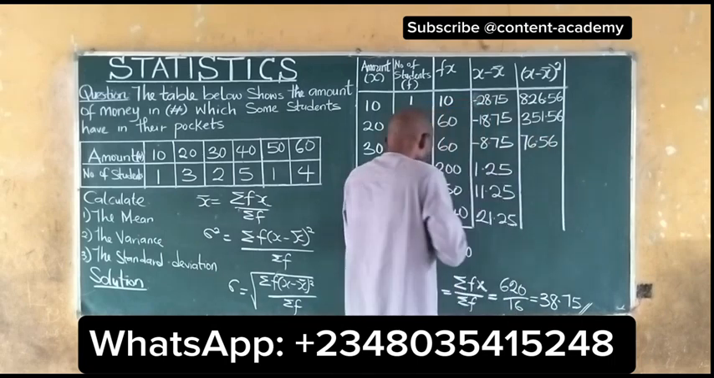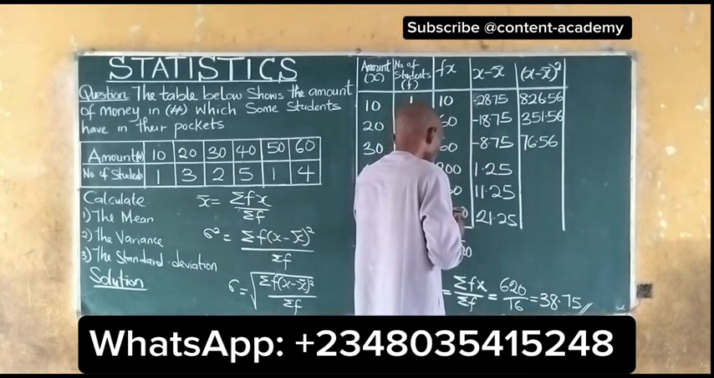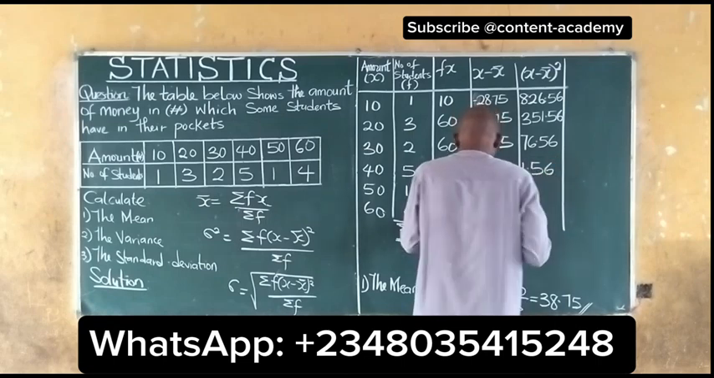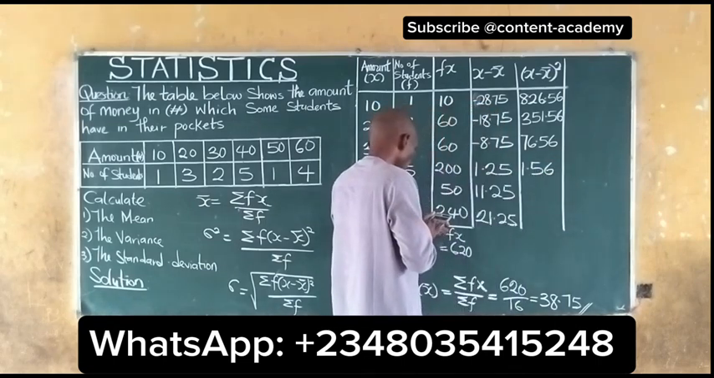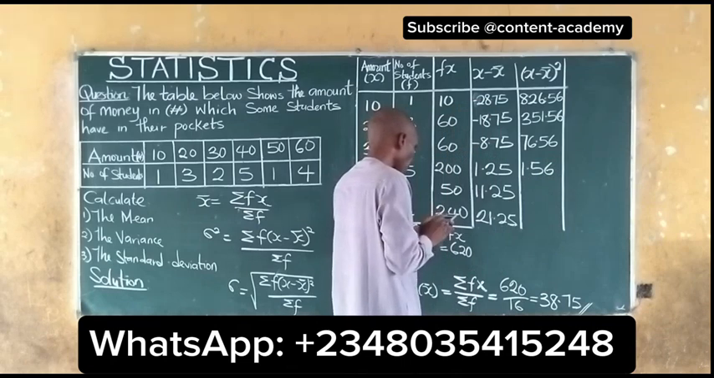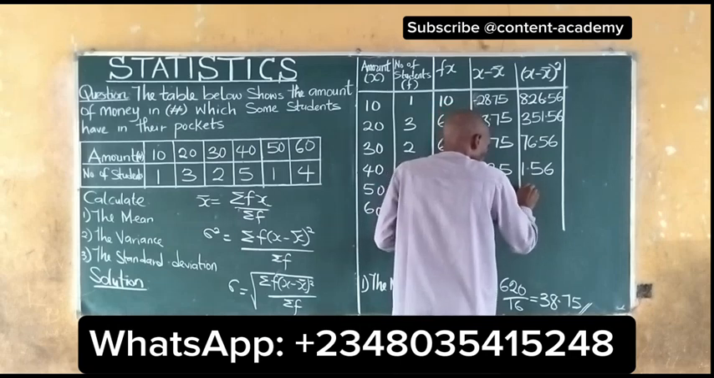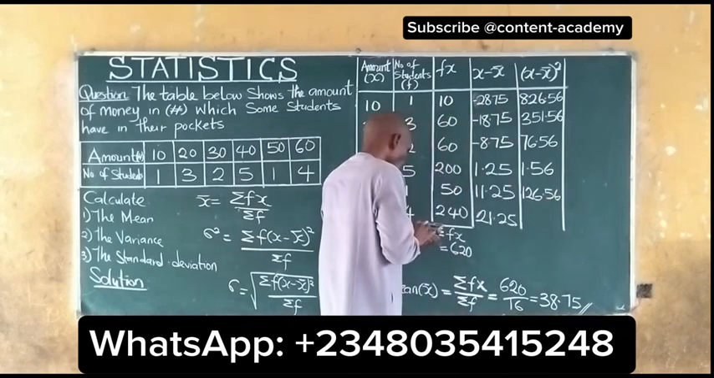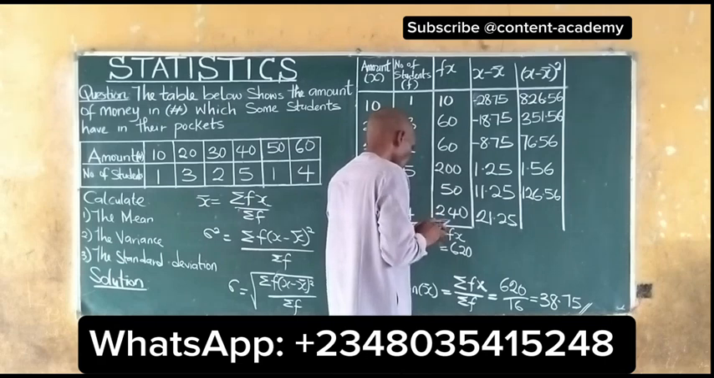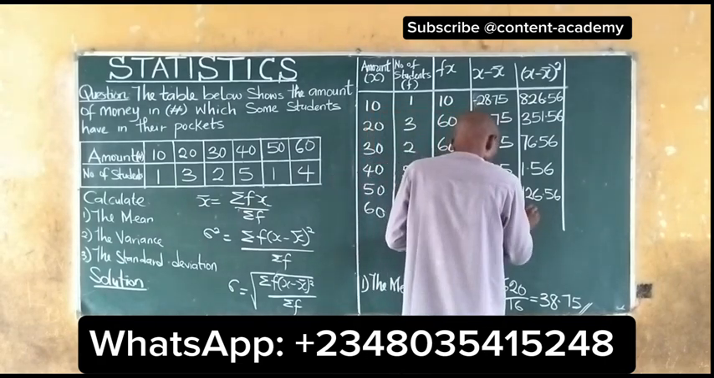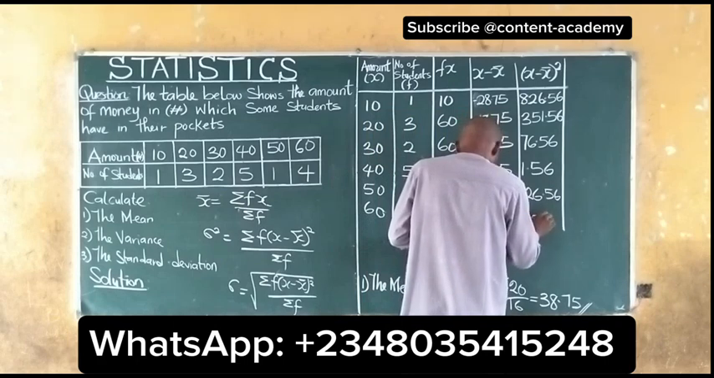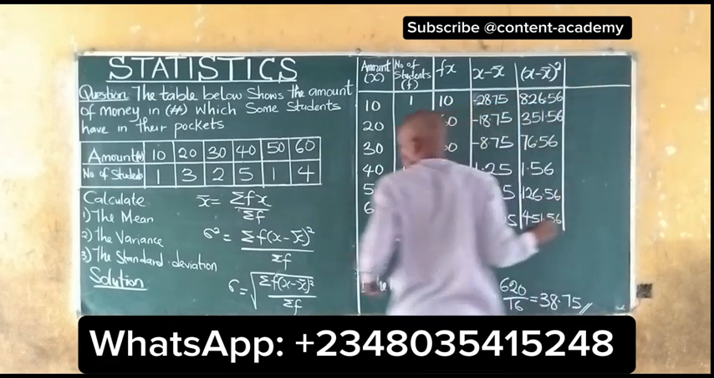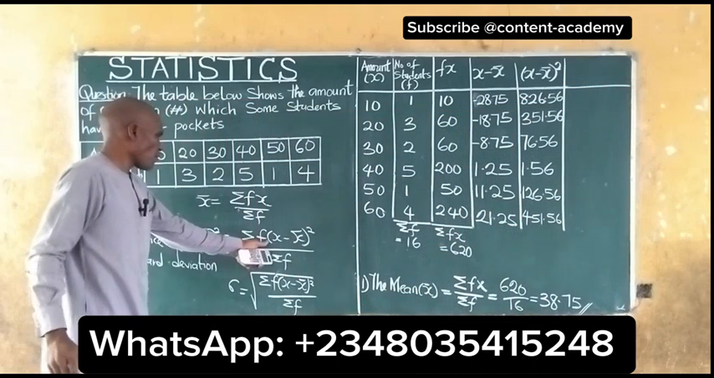76.56. We have 1.25 squared, we have 1.56. We have 11.25 squared, which is 126.56. We have 21.25 squared, we have 451.56. Now, we can also, because of what we have here, summation of f of x minus x bar squared.